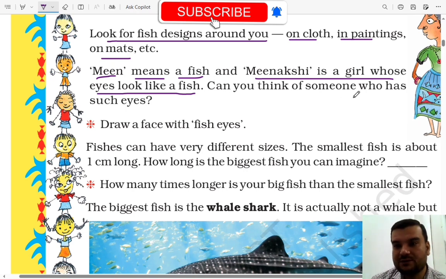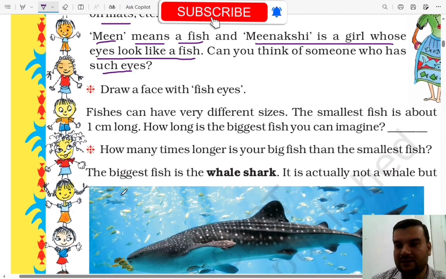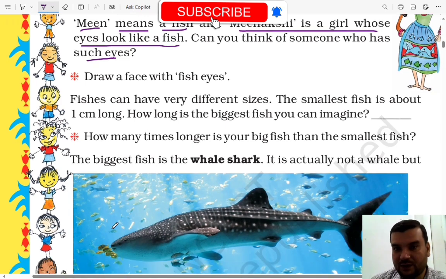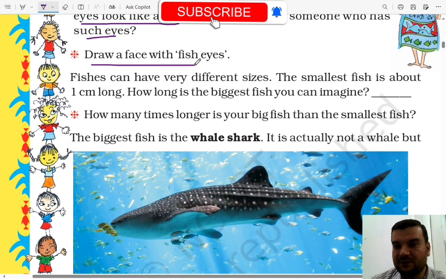And can you think of someone who has such eyes? Okay, can you imagine that in your friends, or in your group, somebody has eyes like the fishes? Okay, draw a face with fish eyes. Okay, you have to draw it.